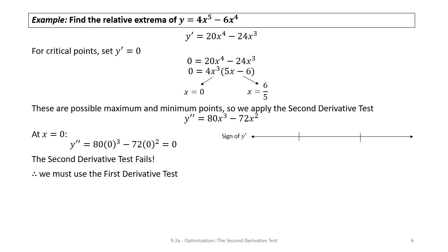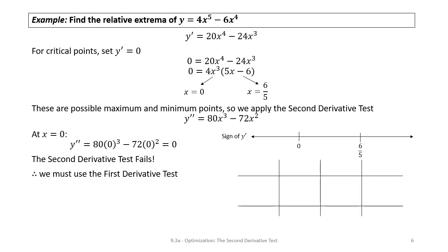So we get our line that shows the sign of y prime, and we put our two possible points, x equals 0 and x equals 6 over 5. Then we'll consider all of the regions before, in the middle, and after. So we'll consider all of the negative values, so x less than 0. We'll check the values between 0 and 6 over 5, as well as the values greater than 6 over 5. Then we put in all of our factors. So we'll have 4x cubed and 5x minus 6.